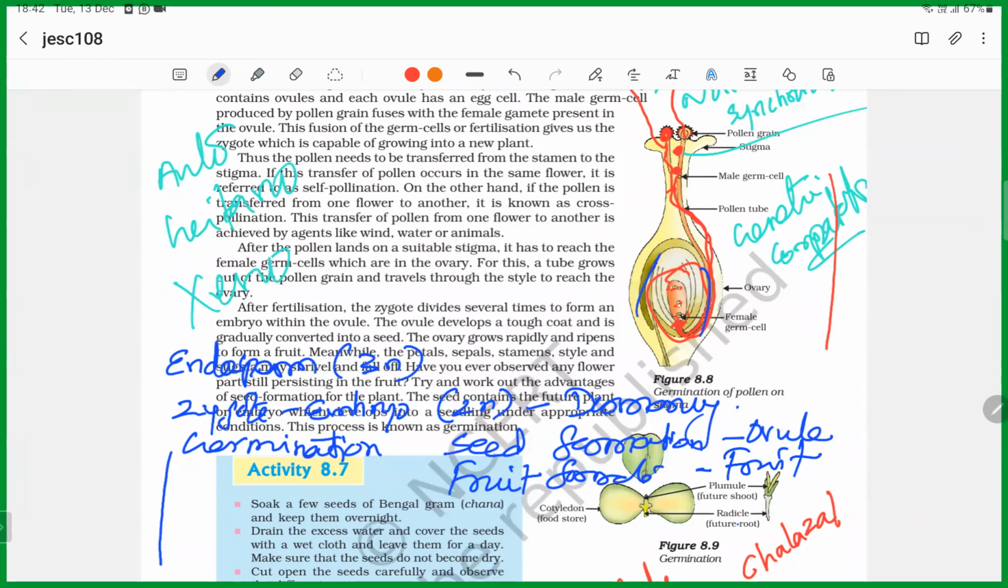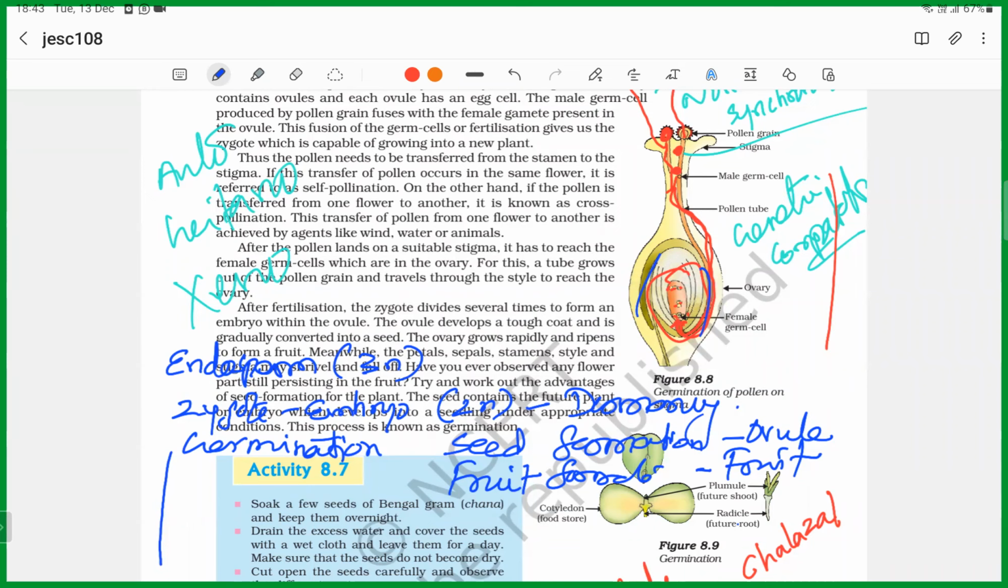Listen. Post-fertilization events are: zygote develops into embryo. Endosperm, that triple fusion part develops into endosperm. So zygote to embryo formation, endosperm formation, and then ovule develops into seed coat. Ovary develops into fruit. Ovule to seed, ovary to fruit. Can you understand? And all other parts like sepals and petals fall off. So these are the post-fertilization events.